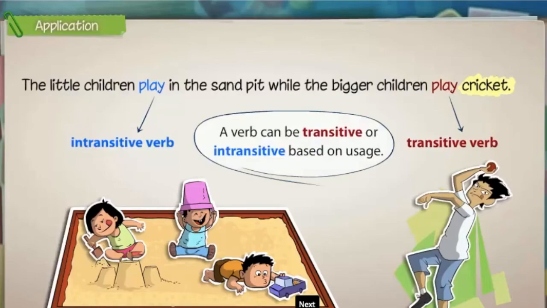A verb can be transitive or intransitive based on usage. Now, in the beginning of the sentence, play is intransitive, but towards the end of the sentence, play is transitive because the object over there is cricket.